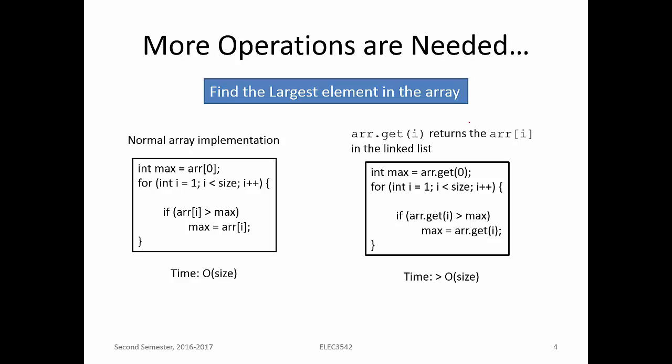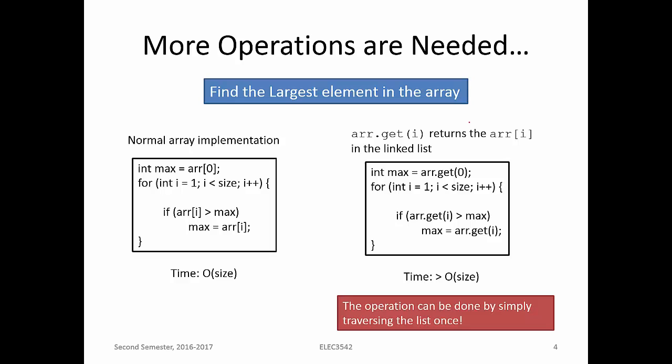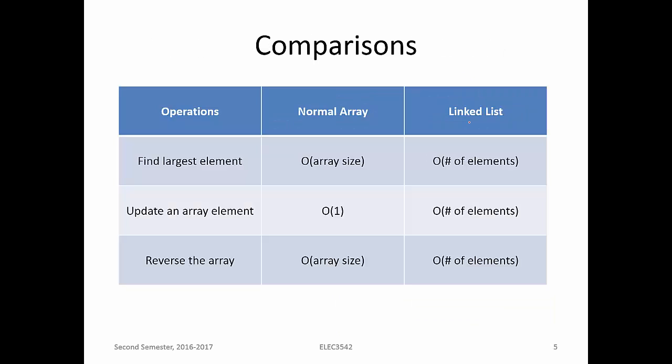If we do not have to stick with the implementation of the normal array, we can find the largest element very efficiently by traversing the list once. It takes only big O of the number of non-zero elements time, which is smaller than big O of the size. This slide shows the time complexities of some array operations. A normal array allows very efficient element access, but may be more expensive in operations that require array traversal. Whether the runtime of an application can be reduced by using the linked list implementation will thus depend on what operations are needed in the application.